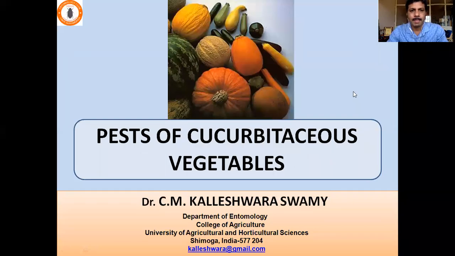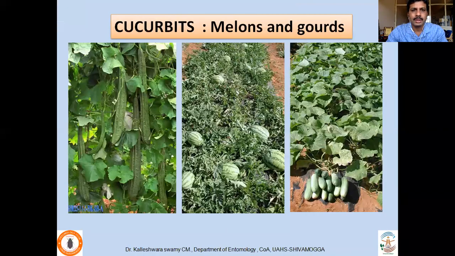Dear students, in this class, I'll be talking about the pests of cucurbitaceous vegetables. The cucurbits include both melons and gourds. Melons may be watermelon, muskmelon, and gourds may be bitter gourd, ivy gourd, snake gourd, and so many more. The similarity in the odors these host plants secrete is common.